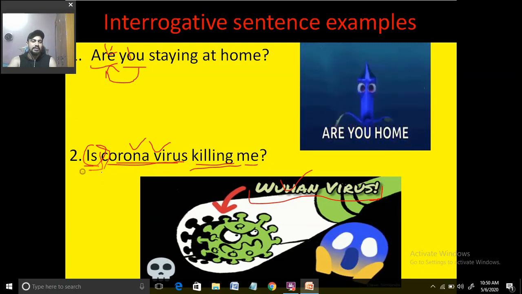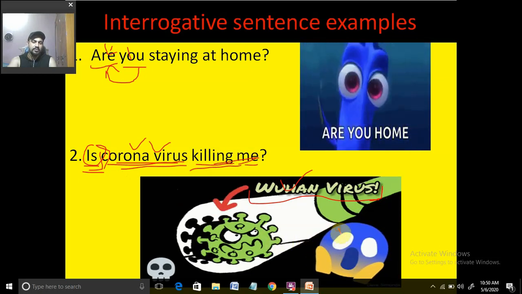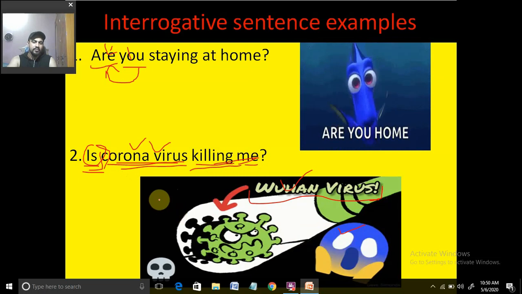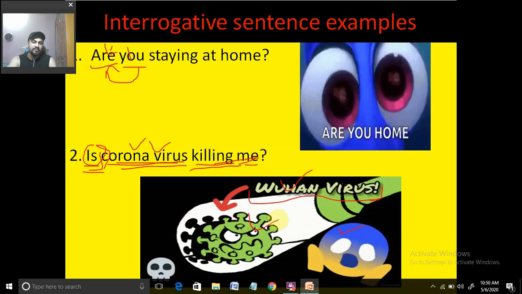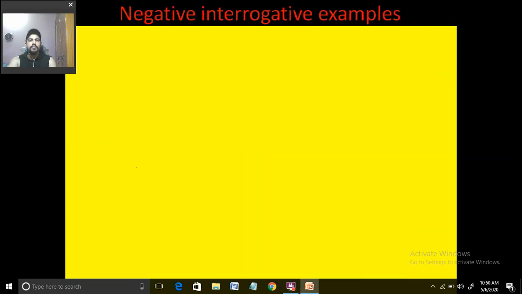So is coronavirus killing me? So the other smiley is trying not to smile, actually showing the fear. So because of the coronavirus, the kind of face you can see here, I want to punch it. Okay, so is coronavirus killing me? Then we have to be aware of it. So the question is clear, I think. Negative interrogative.